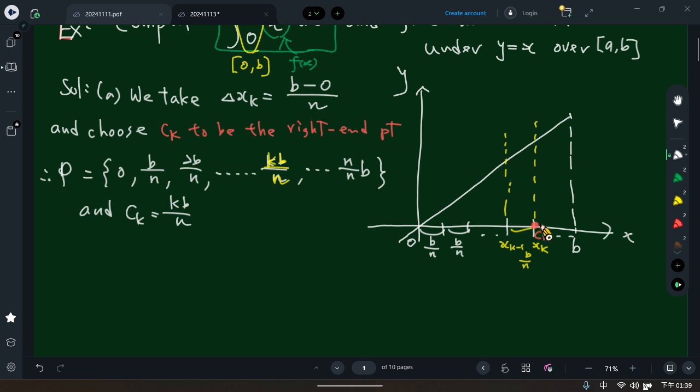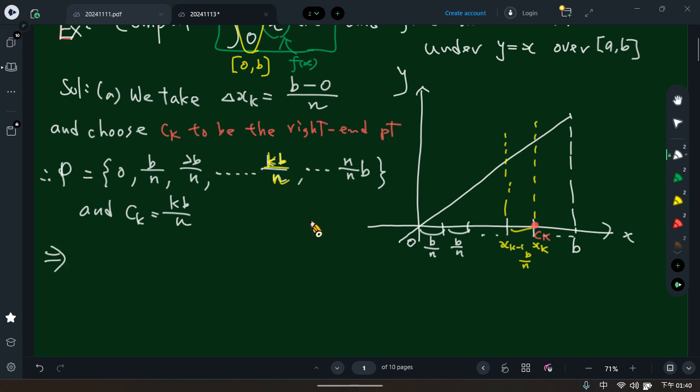Of course, when you go home, you can have some exercise by yourself. You can try to pick the left endpoint and see what will be different from this one. But at this time, we just pick the right endpoint as c_k.